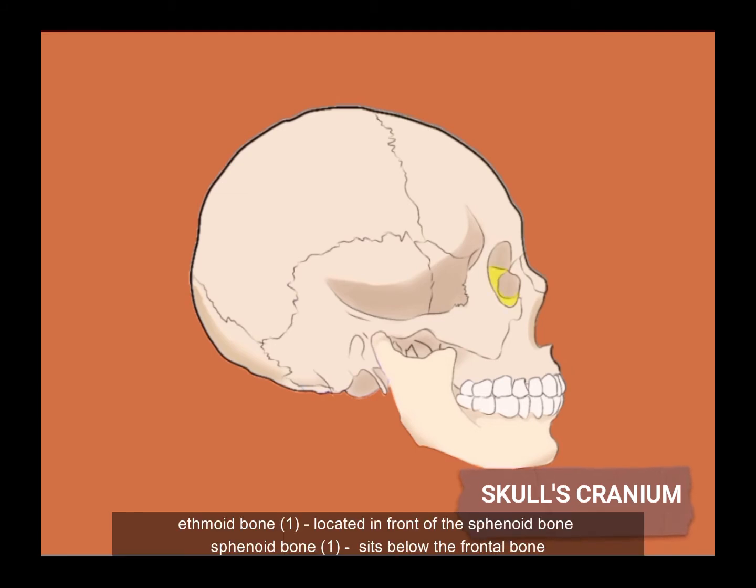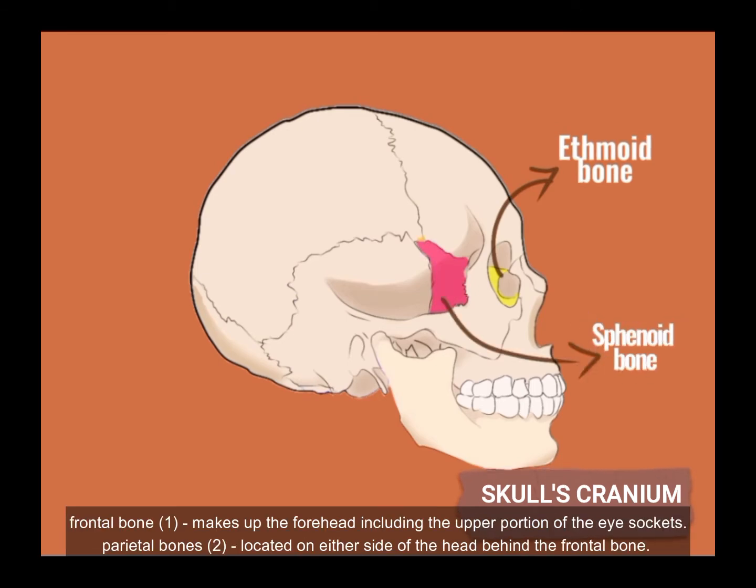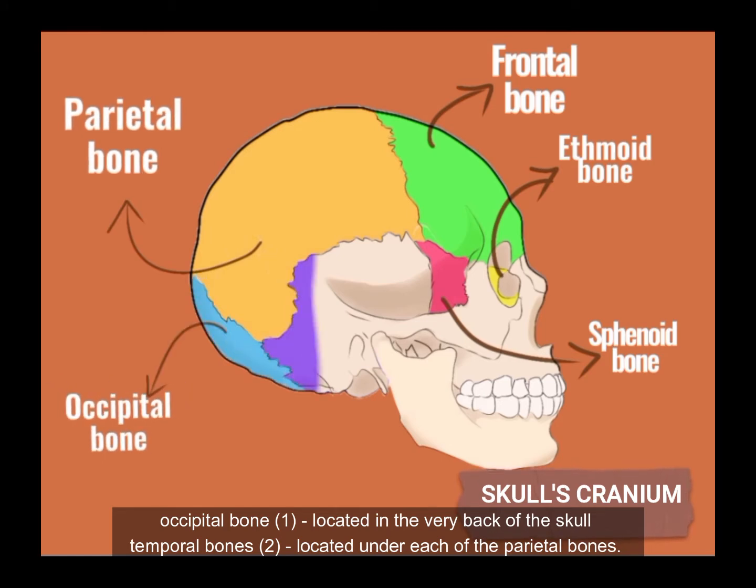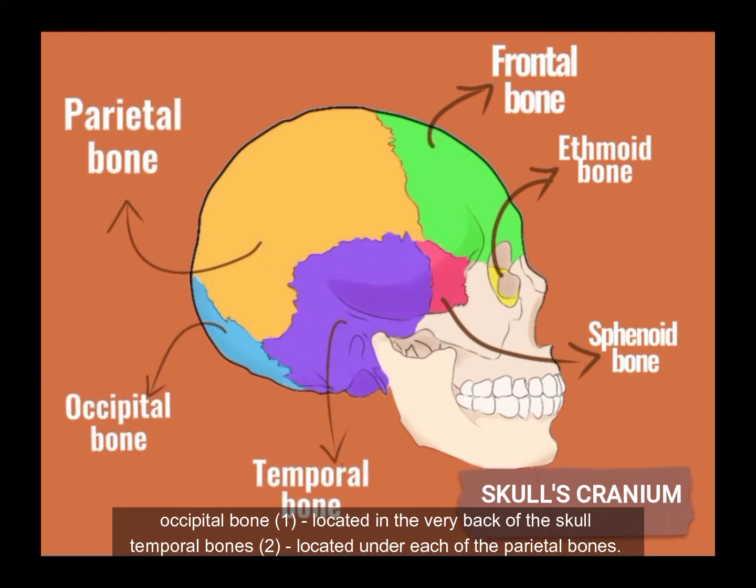Ethmoid bone, located in front of the sphenoid bone. Sphenoid bone sits below the frontal bone. Frontal bone makes up the forehead, including the upper portion of the eye sockets. Parietal bones, located on either side of the head behind the frontal bone. Occipital bone, located in the very back of the skull. Temporal bones, located under each of the parietal bones.